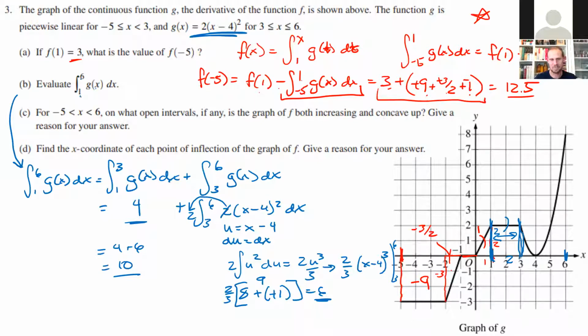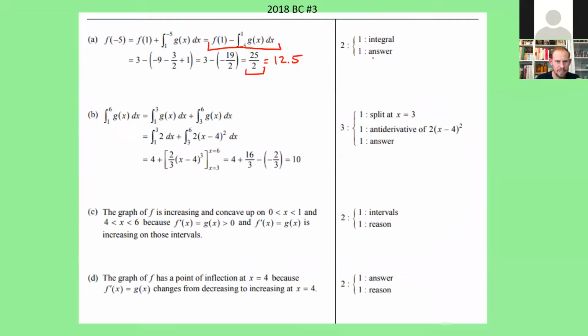There we go. All right, how'd I do on that one? Hey, look, I got the right answer. So we split at 3, that is 1 point. We split it up into the 2 separate integrals, that's 1 point right there. We're doing the antiderivative of this guy, so in other words, we got this part right here. That's also 1 point. And then getting the actual answer in the end is another 1 point for that problem. So that was 3 total points.